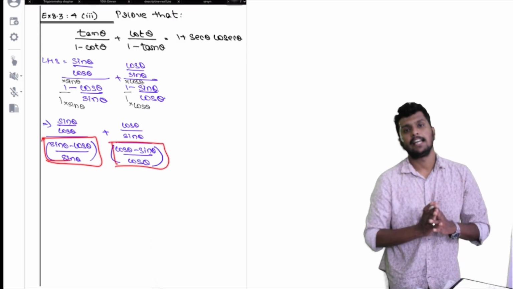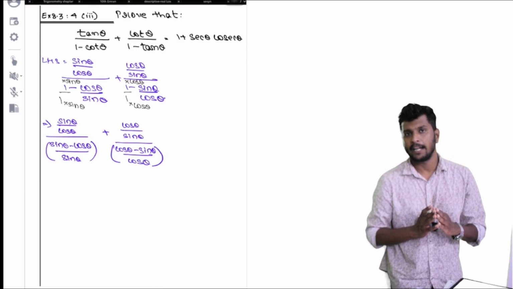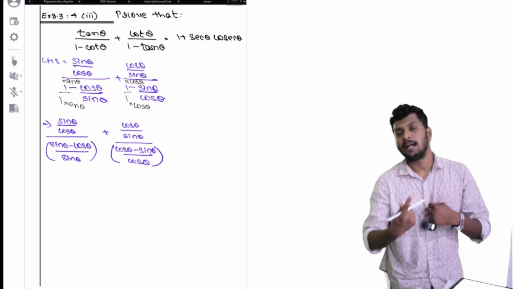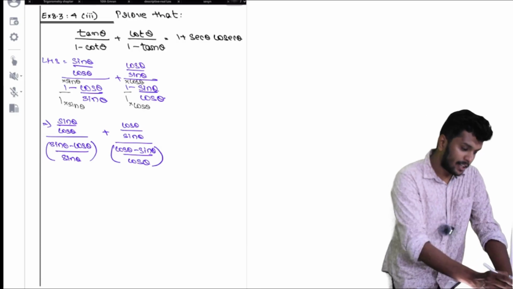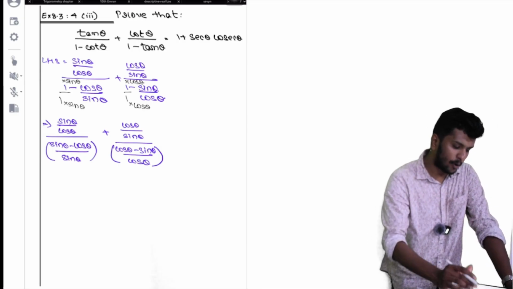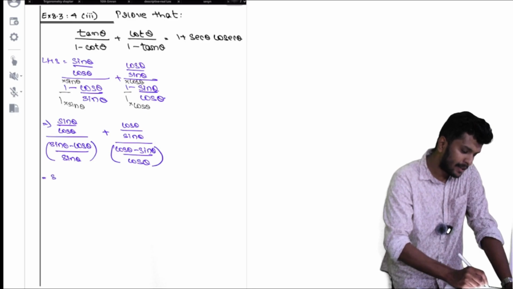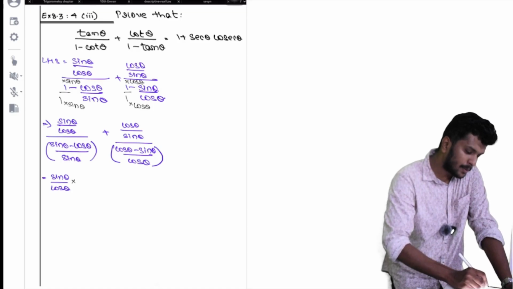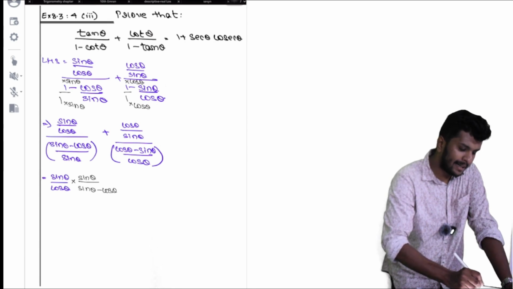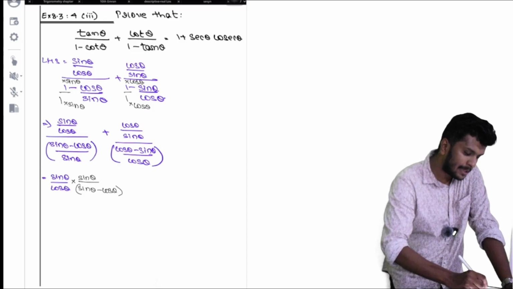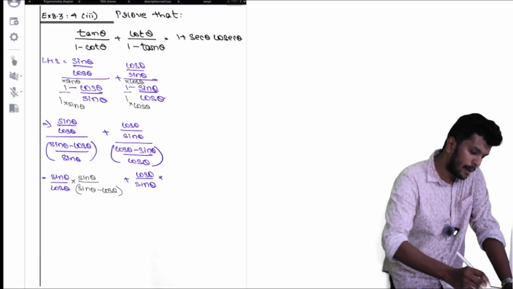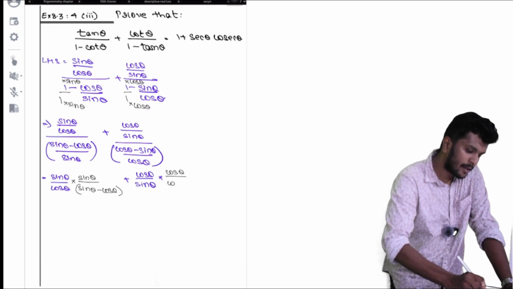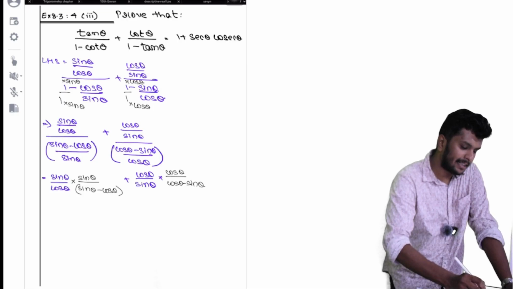in the denominator, if you have a fraction, a whole divided by form, what happens? The numerator is multiplied with the denominator's reciprocal. So how does it become? Sine theta by cos theta into sine theta by sine theta minus cos theta. Okay, now what happens? Plus cos theta by sine theta into cos theta by cos theta minus sine theta.